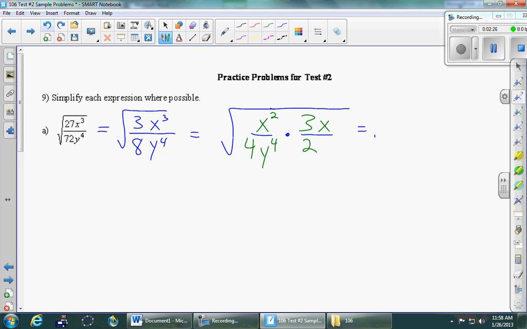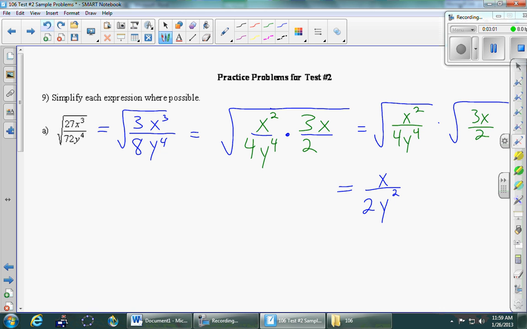And now we're going to use this really nice property of radicals that says if you have a multiplication inside a radical, you can split it up and multiply two different radicals. So we'll just split these two apart, x squared over 4y to the 4 times 3x over 2. And then we're going to bring out the good stuff. So x squared on the top becomes x, technically becomes absolute value of x. We're not going to worry about that here. Square root of 4 on the bottom is a 2. Square root of y to the fourth on the bottom is y to the 2.